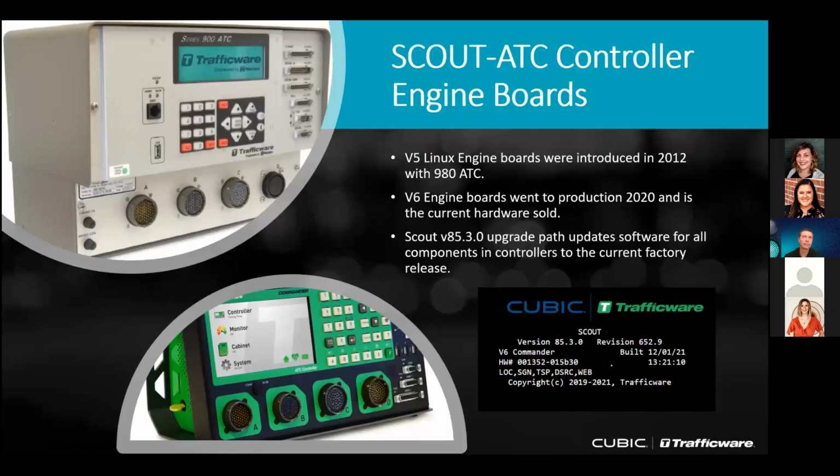So what's needed for Scout? You have to have the 980 or Commander or the 1C. The first version 5 engine board was introduced around 2012. V6 engine boards came out around the beginning of 2020. Current engine boards are all version 6 and are sold on every unit today. Version 6 engine boards, as you probably have heard, can be upgraded even in the 980 ATC with the V5 engine boards.